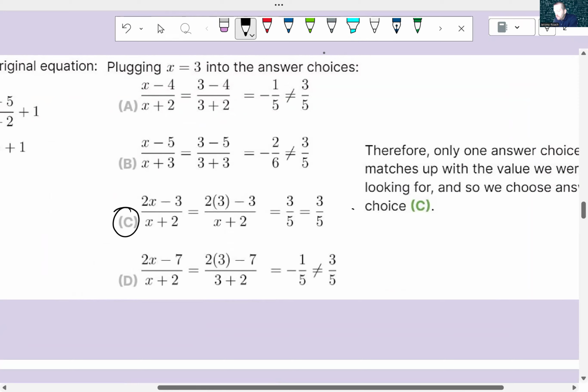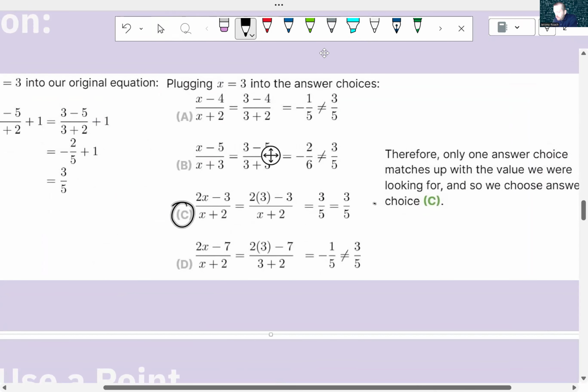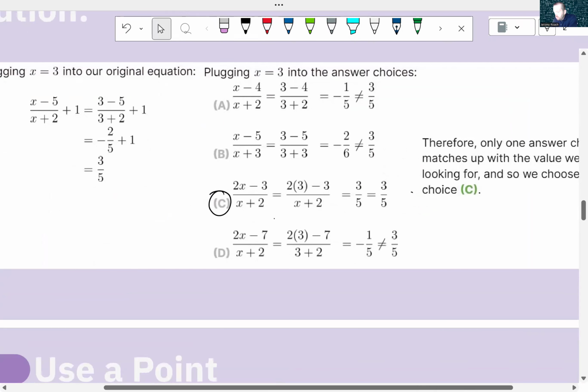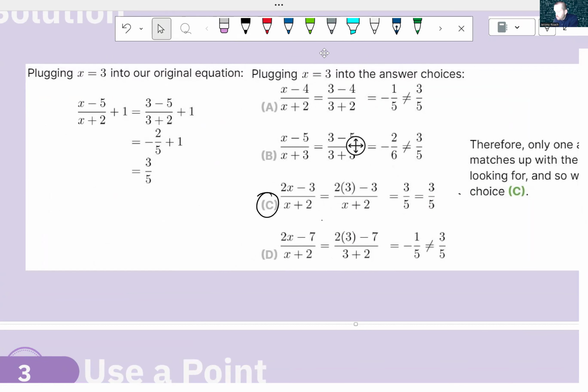So we plug in 2x minus 3 over x plus 2, plug in 3 for x, and we get 3/5. And when we plug in 3 for our original equation, we also get 3/5.